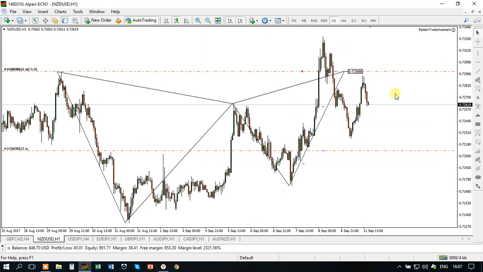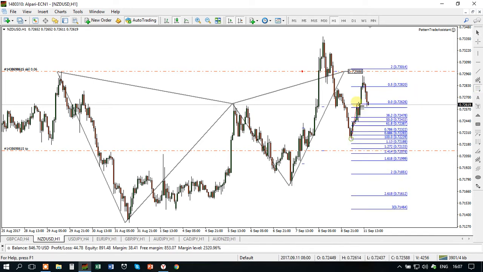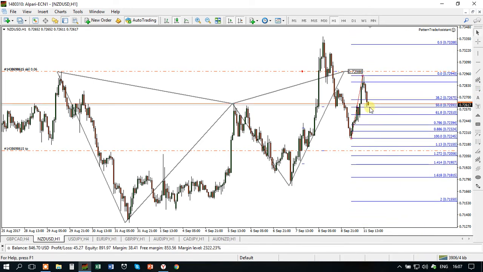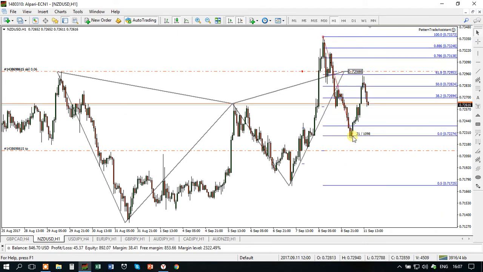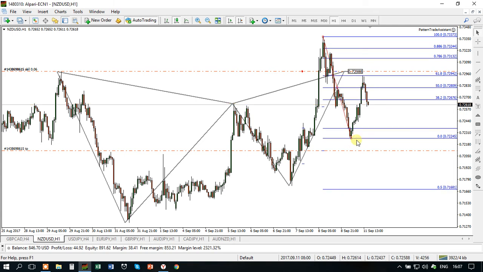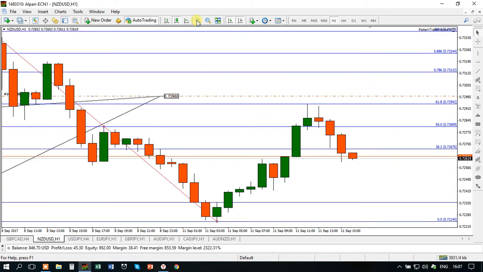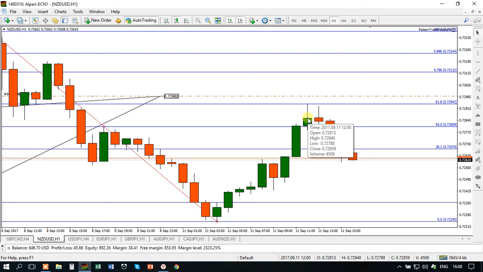Let me delete that Fibonacci, I don't need it anymore. 382, sorry, what? Not this, this one. 618 doesn't touch. Okay, the high says 72.940 and the Fibonacci line says 72.942, so it doesn't touch 618.